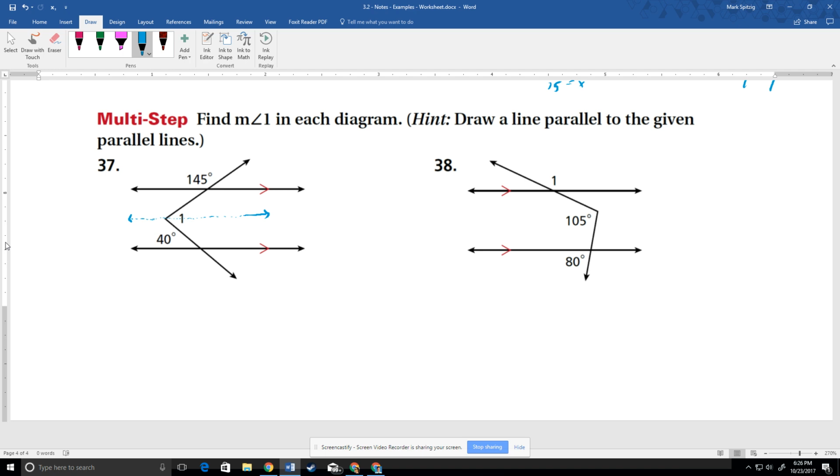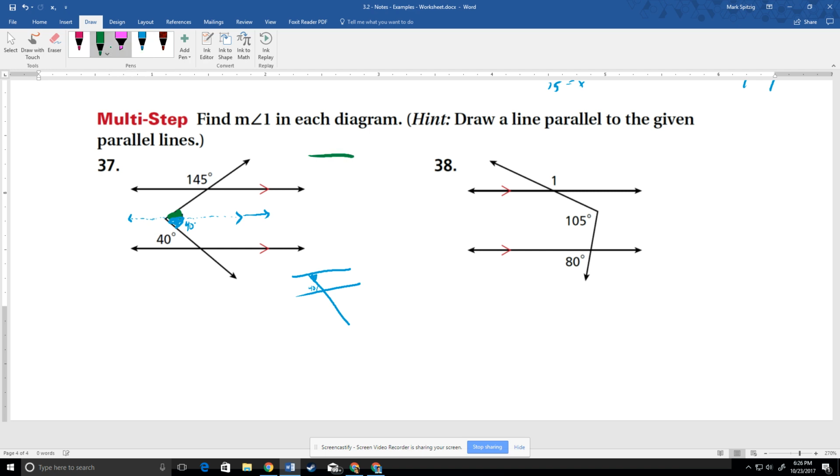So if I can find this angle in green here, and I could add it to this angle in blue here, together that's going to give me the angle that I'm looking for. So I kind of consider it two different problems at this point. I drew this line so it's parallel to both. On the bottom, I can find this piece in the blue. This is 40. Those are vertical angles, so I know that this blue piece is also 40.